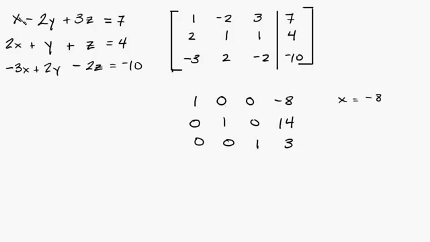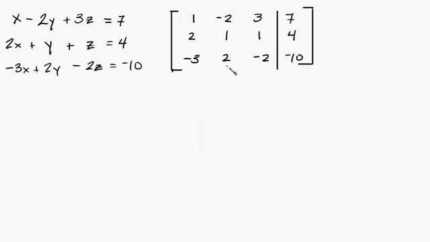So this would be x is equal to, in this case here, negative 8. So this would be your x column, this would be your y column, and this would be your z column. So here y would be equal to 14, and over here z is equal to 3. Okay. Well, this is not the answer to this right here, but we're about to do it. So let me get rid of this right here.